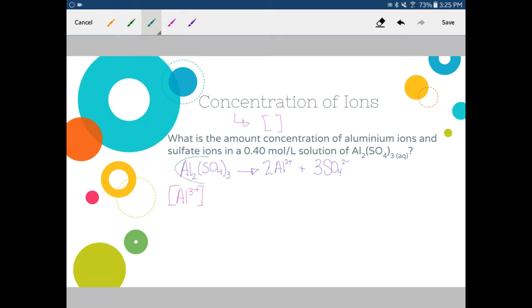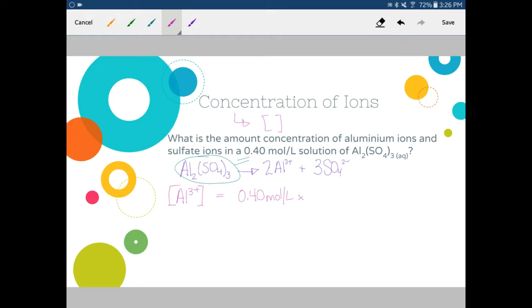Okay, this is equal to 0.4 moles per liter, but I want to look at what happens when this compound dissociates. So I have 0.4 moles per liter, but that was just of my original solution. Well, when this dissociates, I have twice as many aluminum ions as I do my original compound. I only have 1 mole of aluminum sulfate, but 2 moles of aluminum ions.